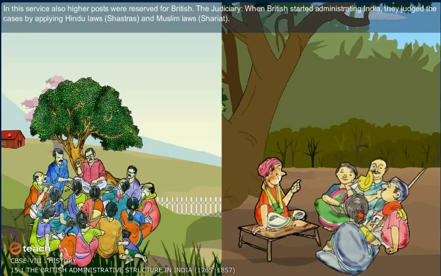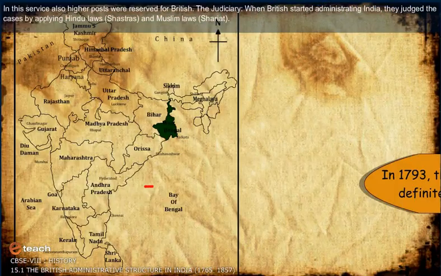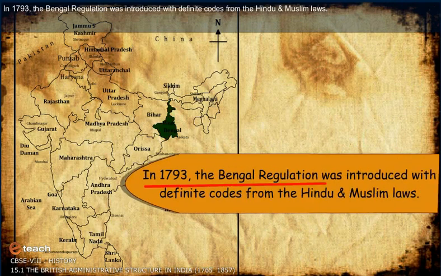The judiciary. When the British started administrating India, they judged the cases by applying Hindu laws, that is Shastras, and Muslim laws, Shariat. In 1793, the Bengal Regulation was introduced with definite codes from the Hindu and Muslim laws.